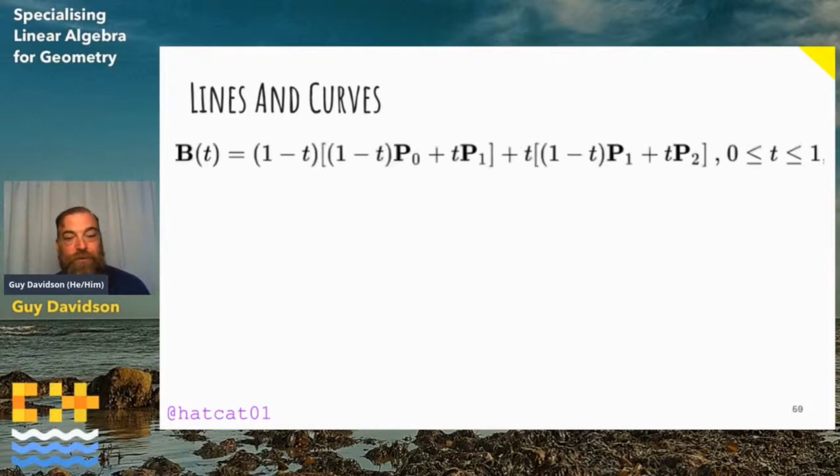Now, how about for 3 control points? Now, naively, it looks like this. It's a bit of a mouthful. B(t) equals (1 minus t)((1 minus t)P0 plus tP1) plus t((1 minus t)P1 plus tP2) for t between 0 and 1. Just go with it.